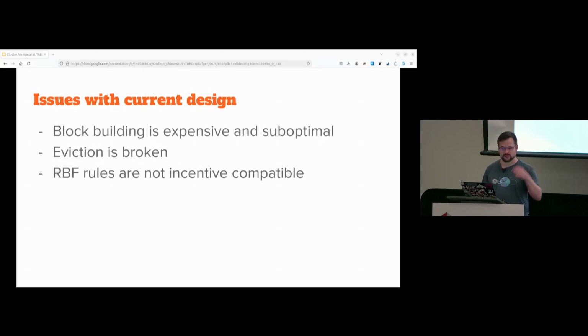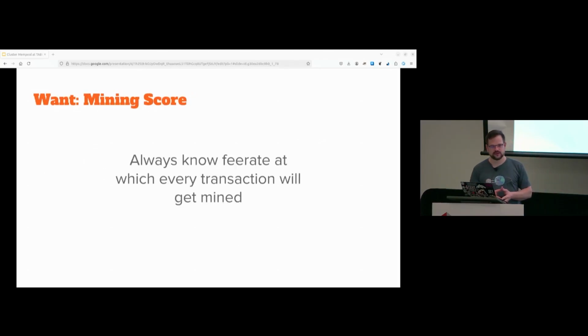All right, so what we would really love to have is something we have been calling a mining score. A mining score that tells us at what fee rate a transaction will be mined into a block. And if we had that for every transaction, we would know how to sort those transactions across the mempool, and it would inform us both for block building, for eviction, and for other matters like RBF. Well, it turns out if we redesign how we keep all that data in the mempool, we can get pretty close to that. So let's look at clusters.